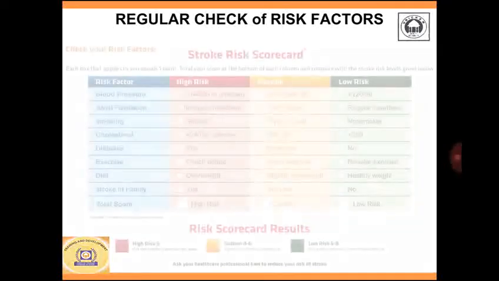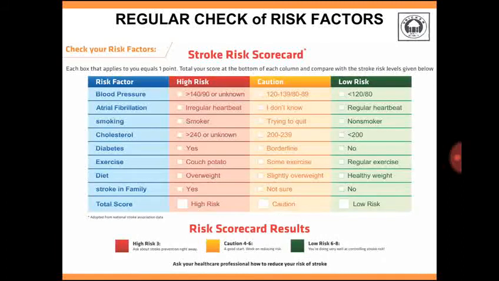In this chart, you see the three categories of patients, and we need to understand this chart before we are conducting any stroke detection camp. It is also important for us to understand this chart. It is a stroke risk scorecard. You have to give a score to each risk factor, and in this scorecard, one tick is equal to 1 mark. As per patient feedback, we need to fill the form and check the category.